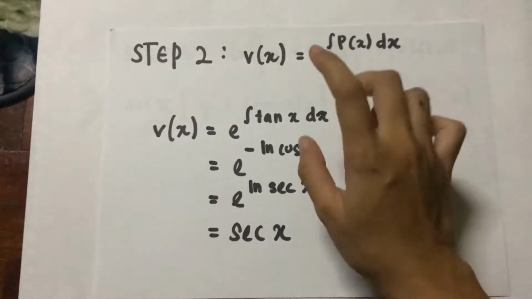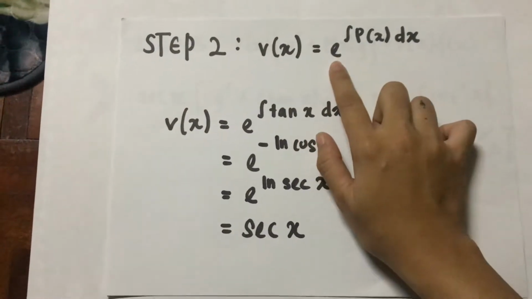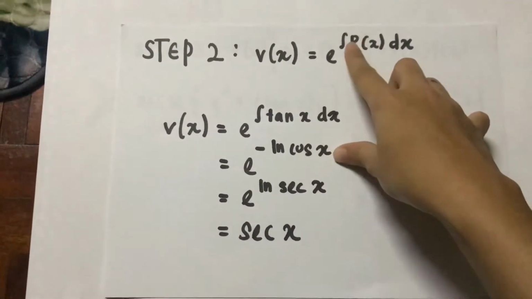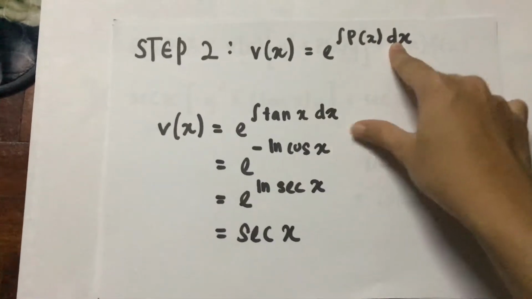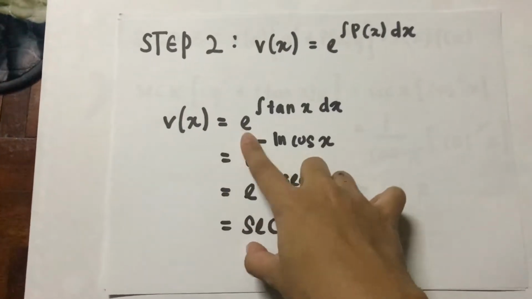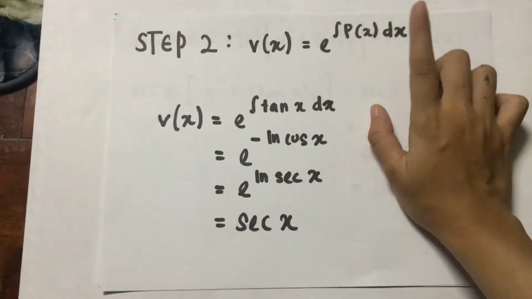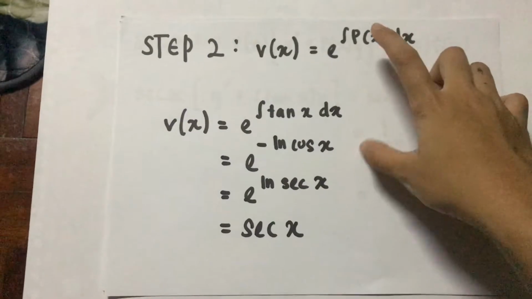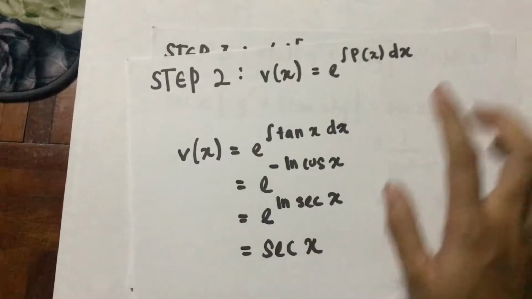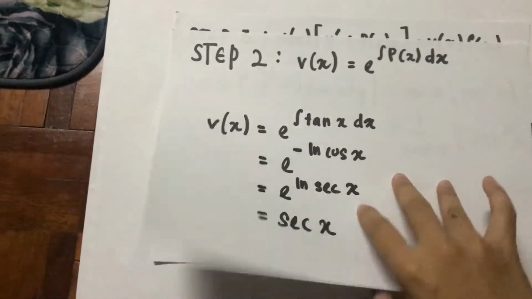Next, we're going to find Vx, which is the integrating factor. Vx equals exponent of integrate px with respect to dx. So Vx equals exponent of integrate tangent of x, because we have found from the original equation that px is tangent of x. So after we integrate, we have found Vx equals sec of x.